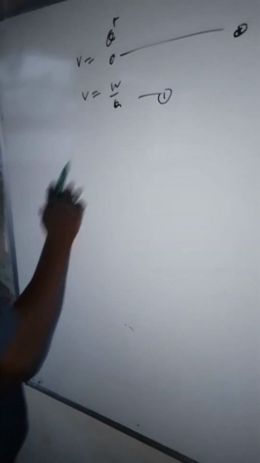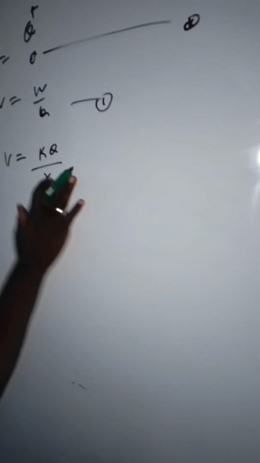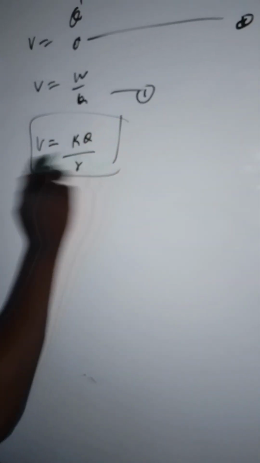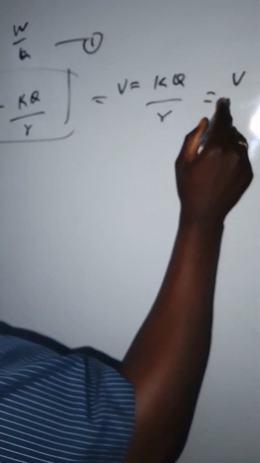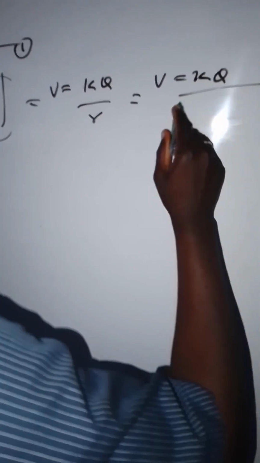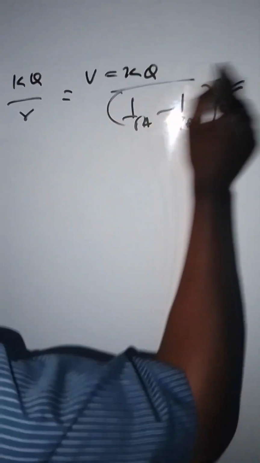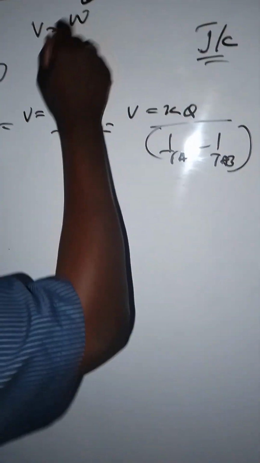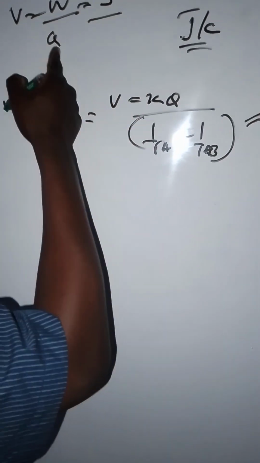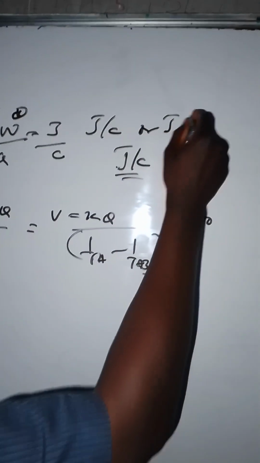We call it equation 1. Or in a nutshell, V is equal to KQ over R. That's the formula for electric field potential. In some cases you have V is equal to KQ bracket 1 over RA minus 1 over RB respectively. The unit is always joules per coulomb, because V is equal to work done over Q, and work done is in joules and charge is in coulomb.